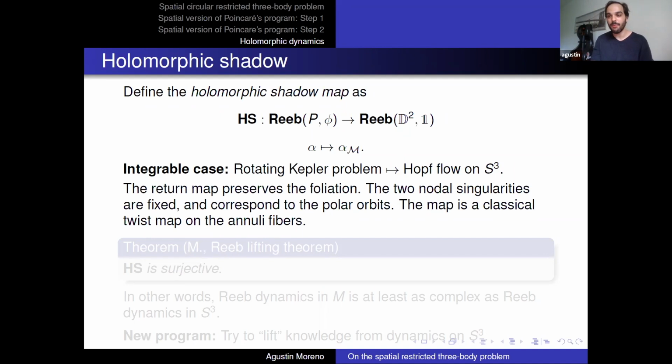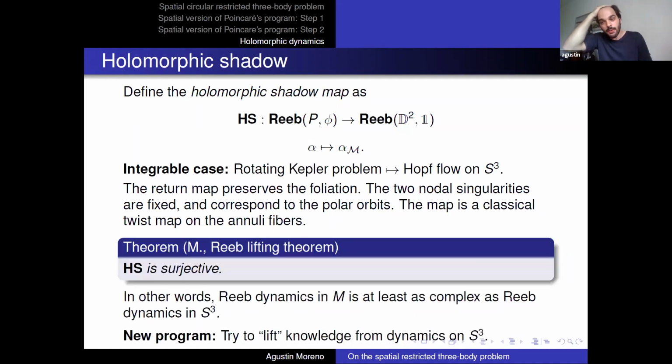In the rotating Kepler problem, you can actually find a symplectic Lefschetz fibration on each page, which is preserved by the return map. It's a very special thing. And the return map actually fixes the two nodal singularities, and those two nodal singularities correspond to the polar orbits. One of the polar orbits is bouncing up in the upper hemisphere, the other one in the lower hemisphere, and those are detected as the singular fibers, the singularities in the fibers. The map actually is a classical twist map on the fibers, on the angle. So this actually ties up very beautifully with the classical story.